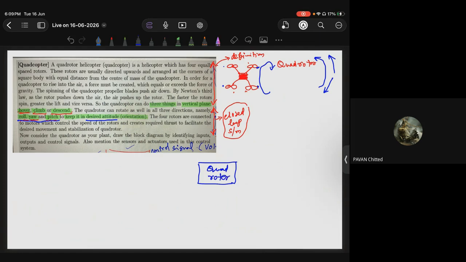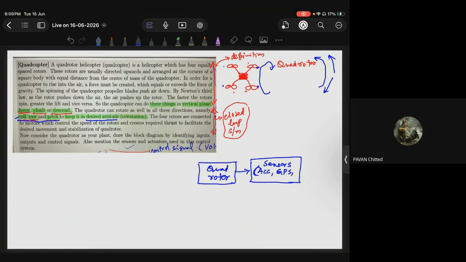So, quadrotor. A quadrotor can do many things. It can do roll and pitch. First, what I wanted to do is measure those things. To measure, I'll be using some sensors, like sensors which can measure the acceleration.